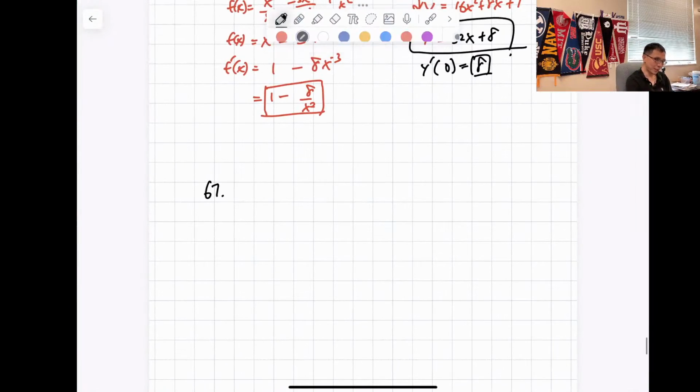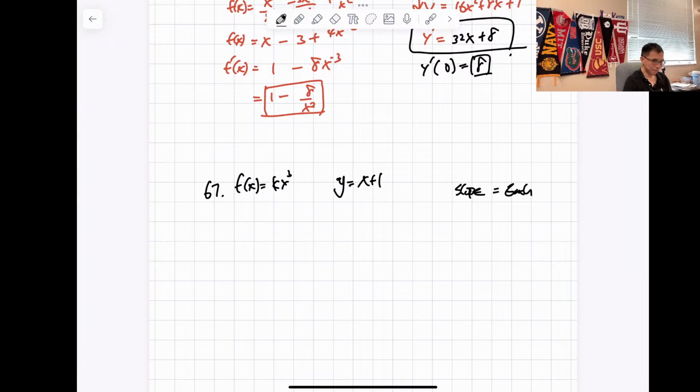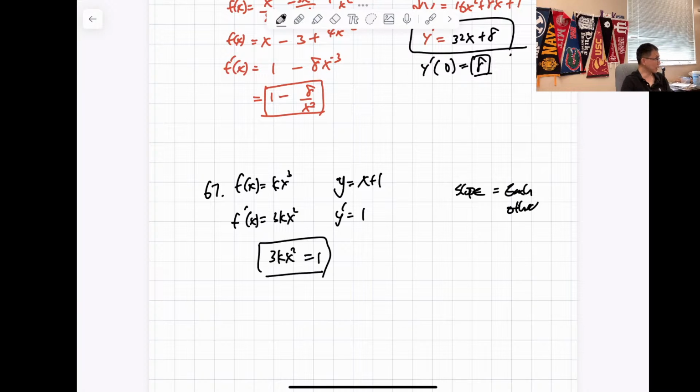So 67: f of x is equal to kx to the third, right? And the other one is x plus 1, right? So guess what? The slopes are equal to each other. So can I take the slope by taking the derivative, right? So that's going to be 3kx squared. This one, y prime is equal to 1. Is that okay? So I can say 3kx squared equals 1. First thing that happened. First condition.